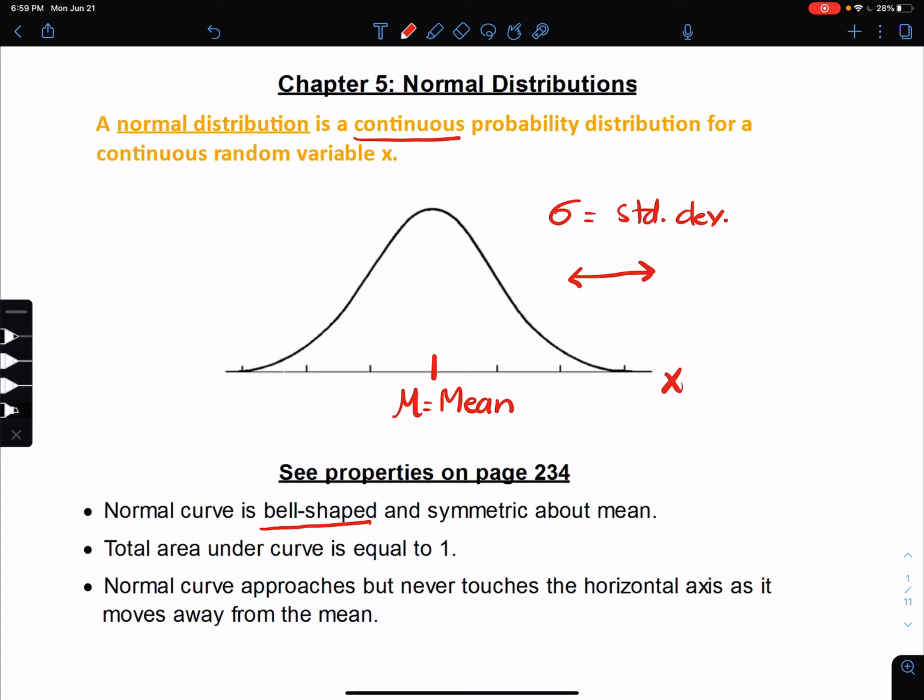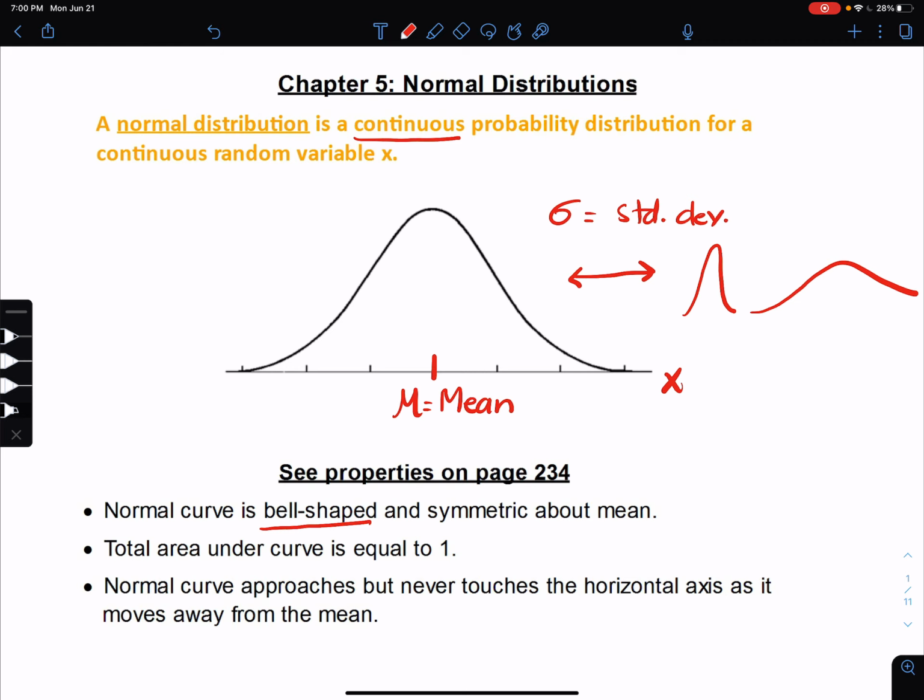So you can have normal distributions that are very tight and narrow like this. You can have normal distributions that are very wide and spread out like this. And the differences between those is based on the standard deviation. The wider the curve, the larger the standard deviation because the values are more spread out.